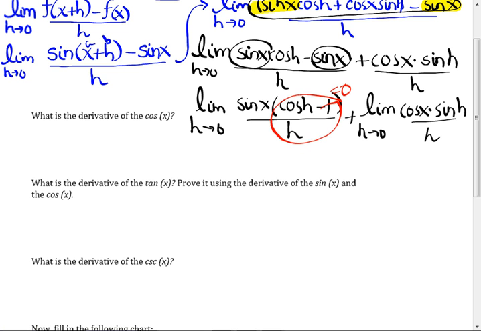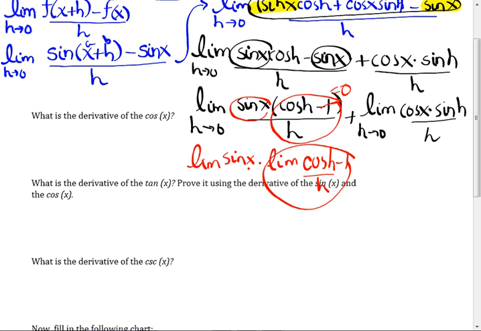Now, does the limit as h goes to 0 affect the sine of x? No, it's x, not h. Nope, it's the sine of x times cosine of h. So I could write it this way. Sine of x, the limit of that one times the limit, because limits distribute, which is kind of cool. We think everything does, but no, everything doesn't. This is 0, and that's just the sine of x.